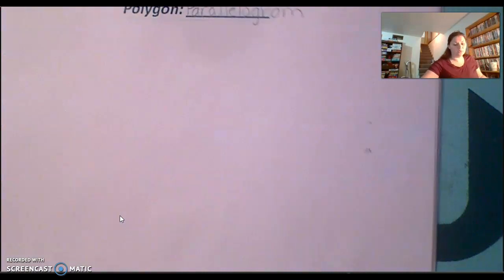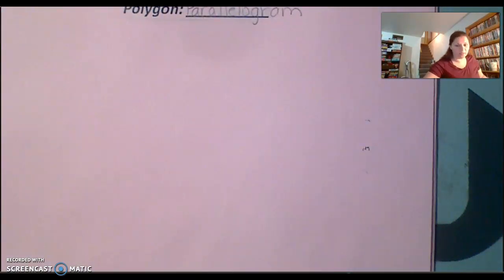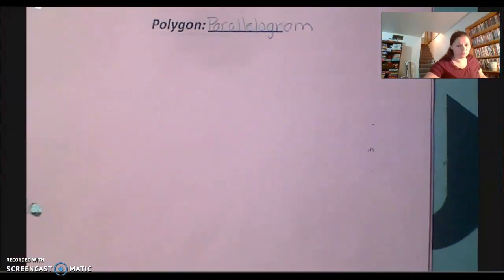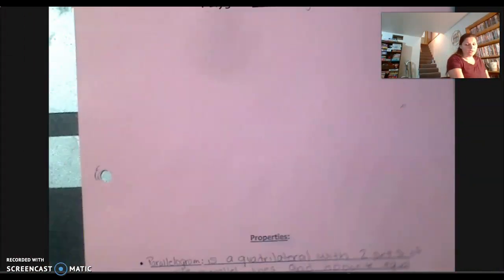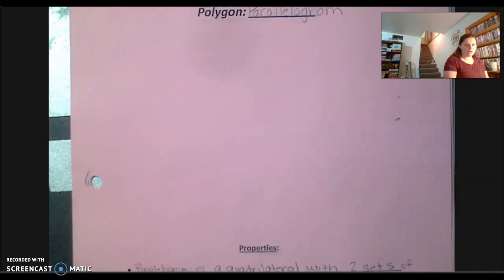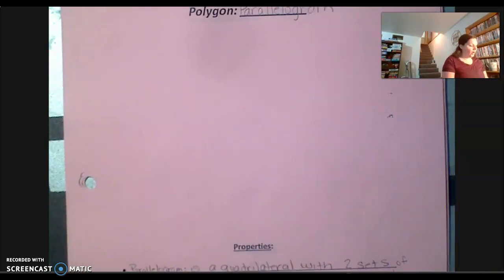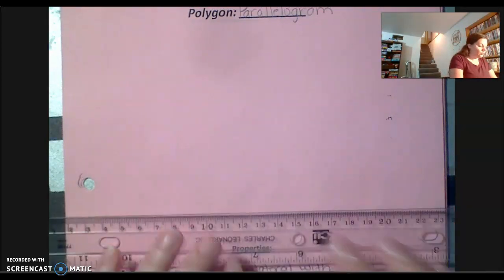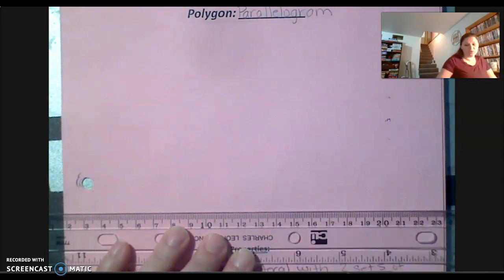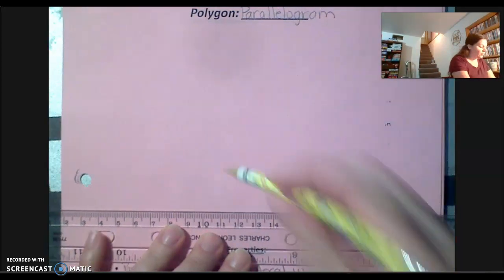Okay, so I'm going to zoom out so you can see my workspace here. A little bit more. So here is where I am drawing, right between my title and the properties. The first thing we need to do is start with a straight edge. A paper is a straight edge. A ruler is a straight edge. So even if you don't have a ruler at home, you can use a piece of paper.